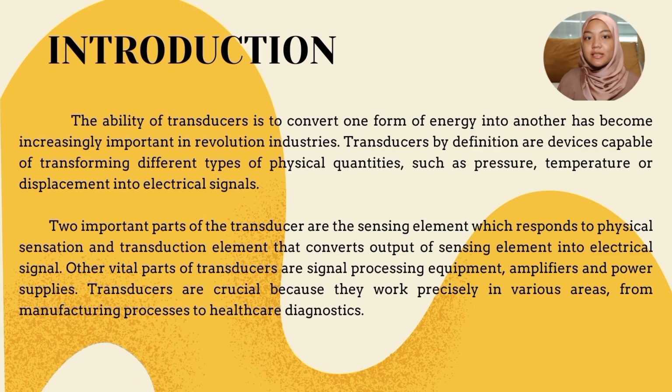Introduction. Transducers have the ability to convert one form of energy into another. Transducers become important in revolution industries. By definition, transducers are devices that are capable of transforming different types of physical quantities such as pressure, temperature, or displacement into electrical signals. There are two important parts of a transducer, which are the sensing element and the transduction element. The sensing element can respond to physical sensation, and the transduction element converts the output of the sensing element into an electrical signal.